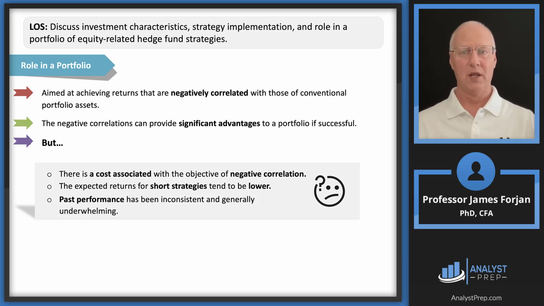So what's this role? Negative correlation, significant advantages, right? There's extra costs. And look at that bottom bullet point there. Past performance has been inconsistent and generally underwhelming. That's why we have a little frowny face dude over there on the right. So what is this telling us here?